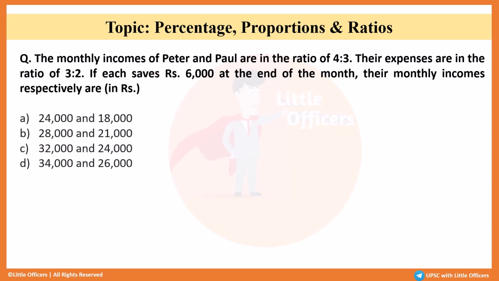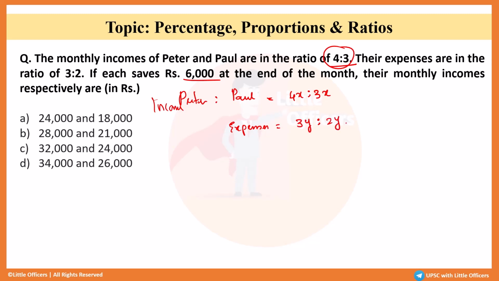See, the monthly income of Peter and Paul are in the ratio of 4:3. Their expenses are in the ratio of 3:2. If each saves 6,000 rupees at the end of the month, their monthly incomes are respectively. Simple. Let's take x is their income. Peter to Paul, monthly incomes will be 4x to 3x. ठीक है, similarly expenses की बात करते हैं. Let's say y is the expense, then 3y to 2y बनेगा.